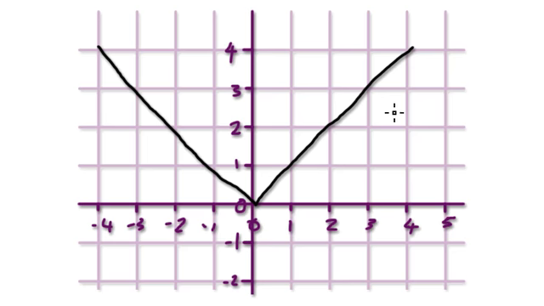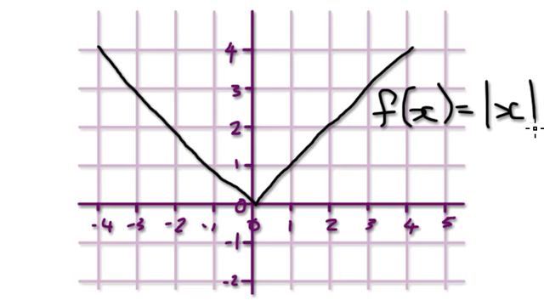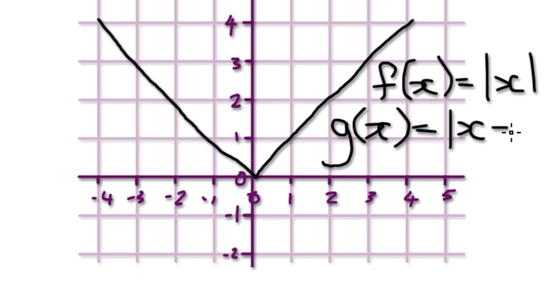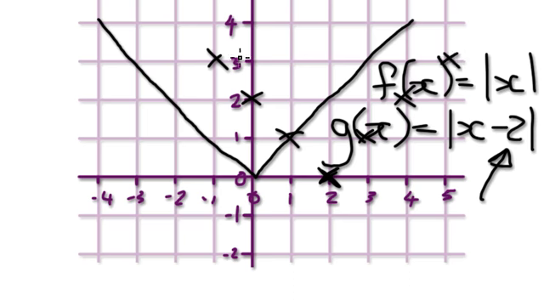Another thing is, suppose you have f of x equals the absolute value of x. Our transformations still work. For example, if you have g of x equals the absolute value of x minus 2, again it's a transformation. You are in a way shifting everything to the right by 2. So your new graph will look like this. It will be the same shape.